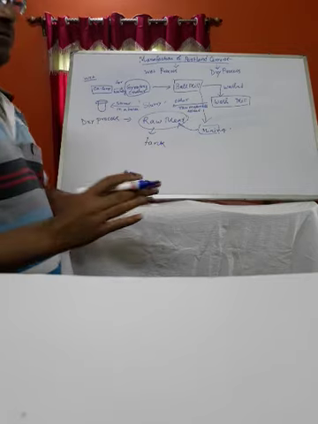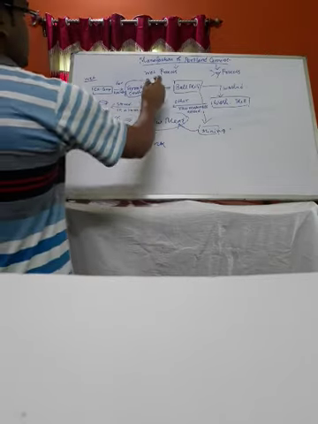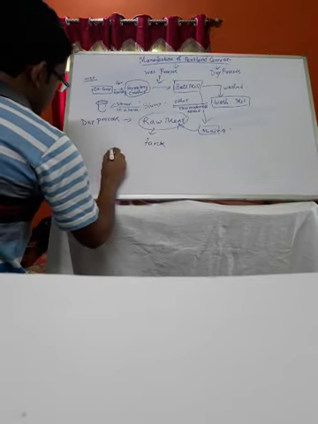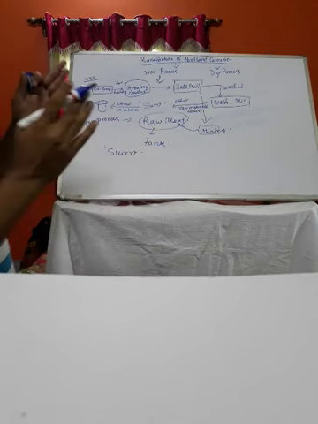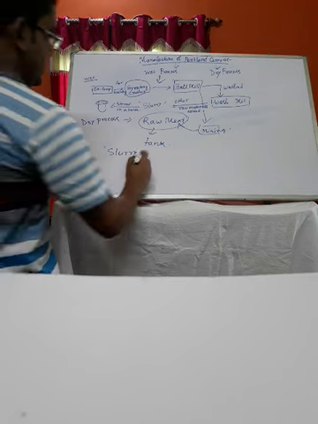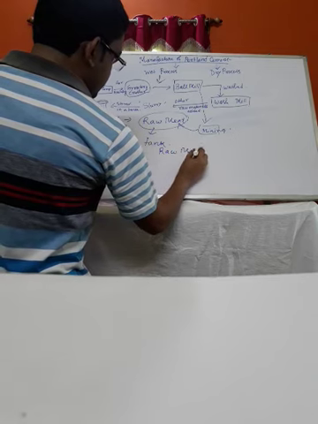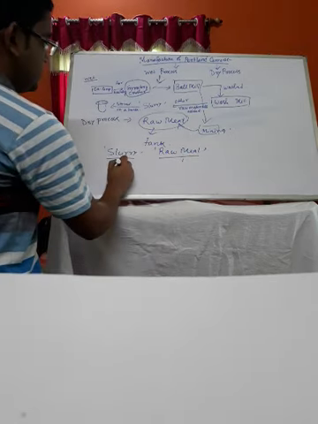Okay, now let's see. From the wet process we get the product slurry, and from the dry process we get the product raw meal.